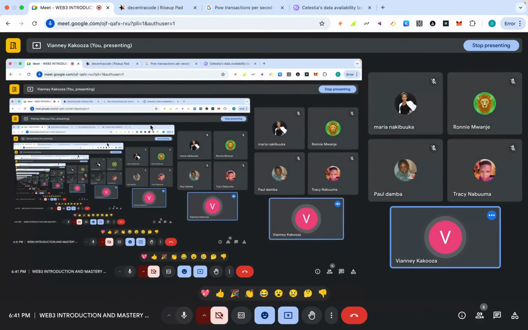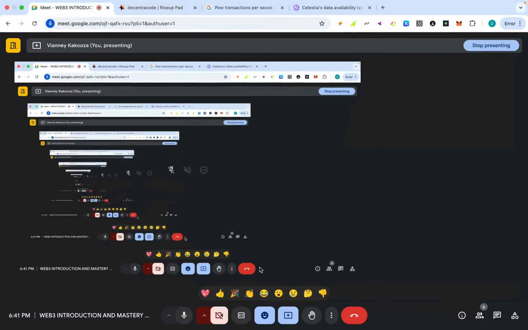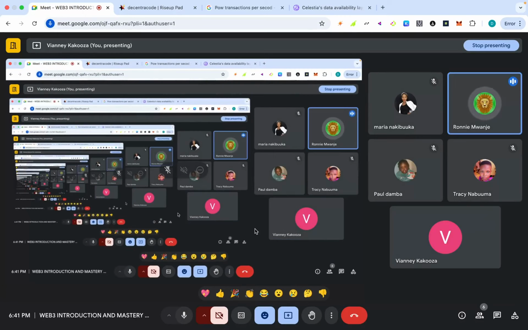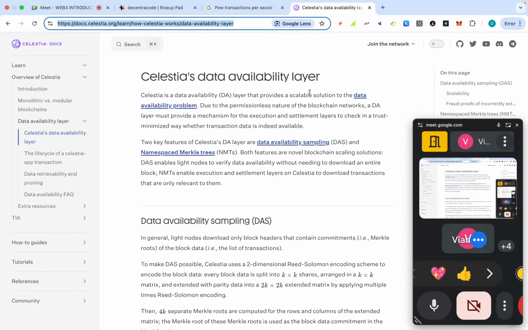Are we moving at the same pace? Okay, thank you. So, yes, Ronnie. So is Celestia the same as Stacknet? What is Celestia with respect to Stacknet? Are they partners? Celestia is a data availability layer.